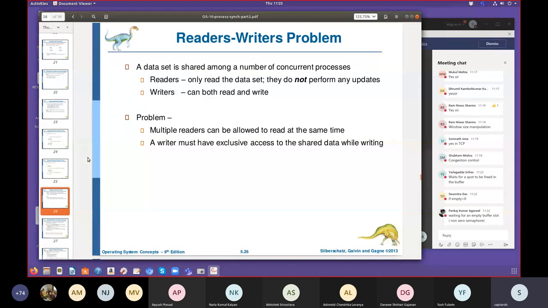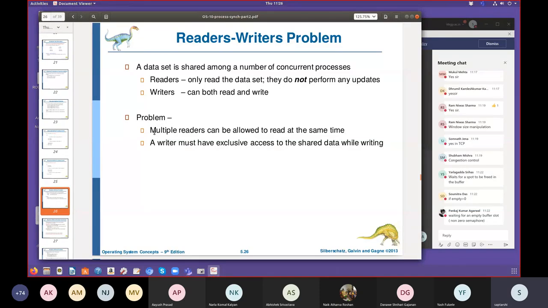So the next problem is kind of similar, but slightly more complicated. It's called the readers-writers problem. In the classical definition of the producer-consumer problem, there is one producer and one consumer. But the readers-writers problem is a more complicated version, where there are multiple readers and writers. A dataset is shared among a number of concurrent processes. The readers only read the data. They do not change anything in the data. Writers can both read and write.